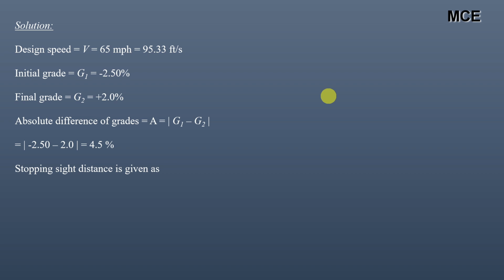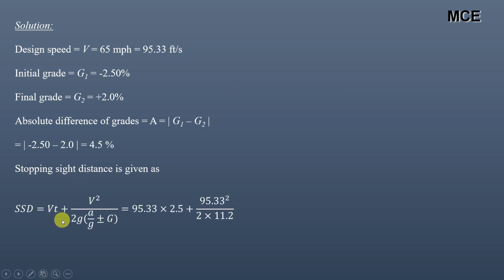Stopping sight distance given by AASHTO's formula is v into t plus v square divided by 2g bracket a by g plus minus G. Okay, v is the design speed, which is 95.33. t is the perception reaction time, which is 2.5 seconds. Okay, g is the acceleration due to gravity. Okay, a is the deceleration rate, which is 11.2 feet per second square, and G is the gradient of the road, which in our case is 0.